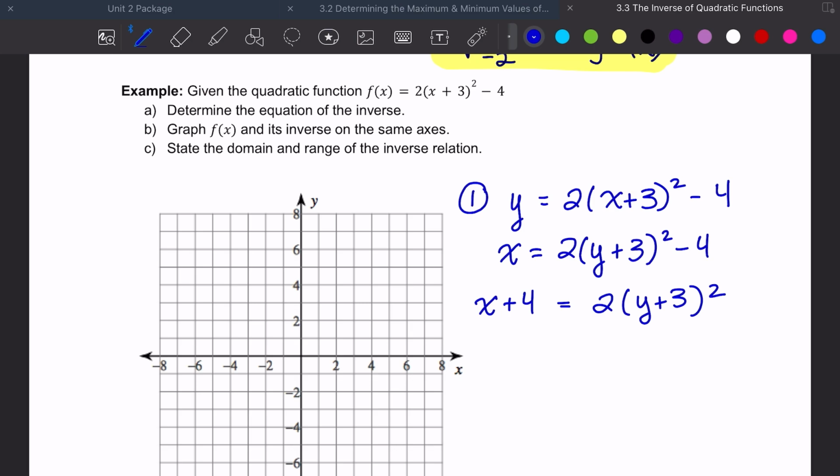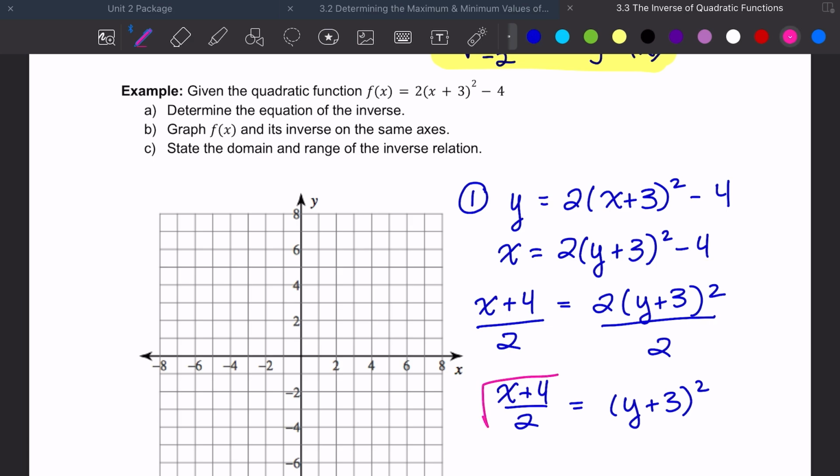And then again, coefficient in front, I got to divide that out. So now I'm going to divide by 2. And so I've got (x plus 4) divided by 2, and I've got it equal to (y plus 3) squared. I got to undo that square, so I'm going to square root, plus minus version. And that's going to undo the square. You don't have to square root y or 3. It's just saying that bracket is squared, so you can just get rid of the square.